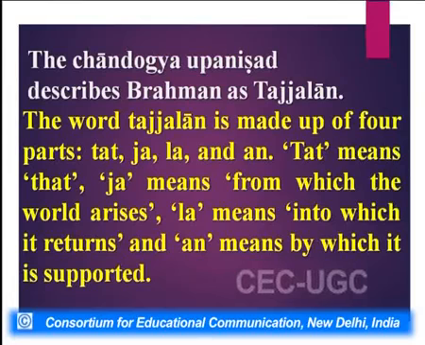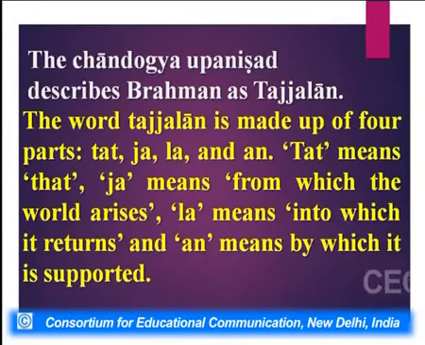Interestingly, the Chandogya Upanishad describes Brahman as Tajjalan. The word Tajjalan is made up of 4 parts: Tat, Ja, La, and An. Tat means that, Ja means from which the world arises, La means into which it returns, and An means by which it is supported.